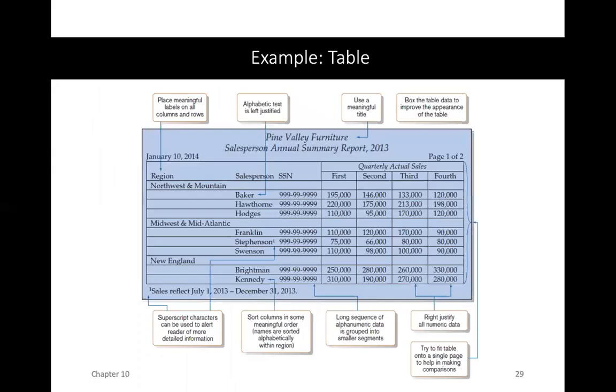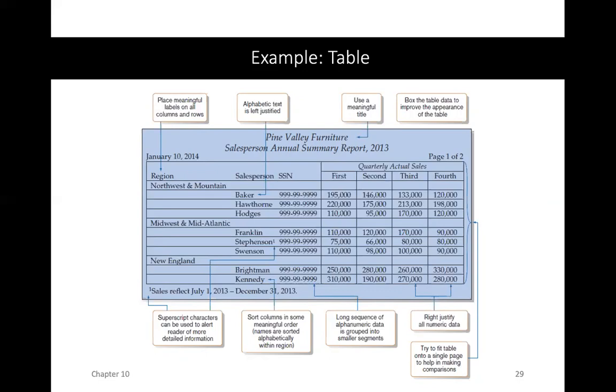So if I look here at this table, this is a good example from the book. We have meaningful labels in all columns and rows. Alphabetic text is left justified. We've got our meaningful title. We put a box around it to improve the appearance. Superscript characters, i.e. these things down the bottom, can be used to alert the reader to more detailed information.